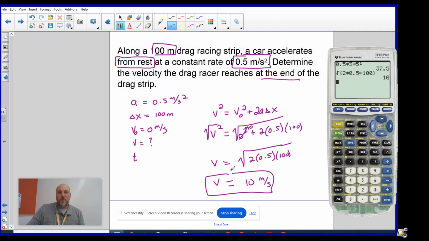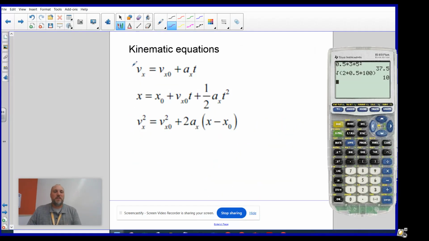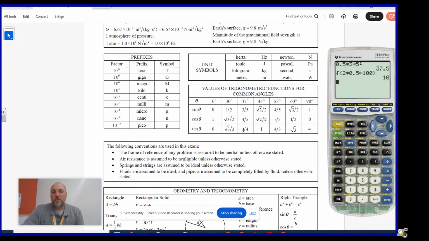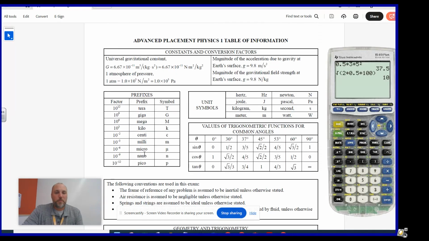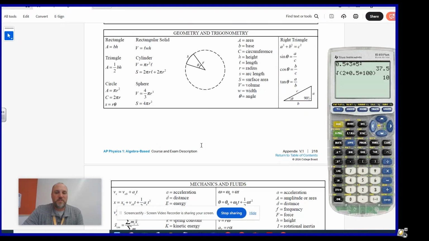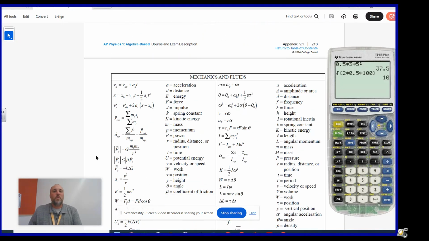Okay? Just want to take you to the equation sheet really quickly. These are the 3 kinematic equations as they appear on your equation sheet. Okay, so if we look at the equation sheet, the first page will give you a lot of your constants. You'll also have the metric prefixes and some of your common trig functions with angles. If we move on to the second page, all of Unit 1 is going to be contained right here. So we're just using those first 3 kinematic equations.